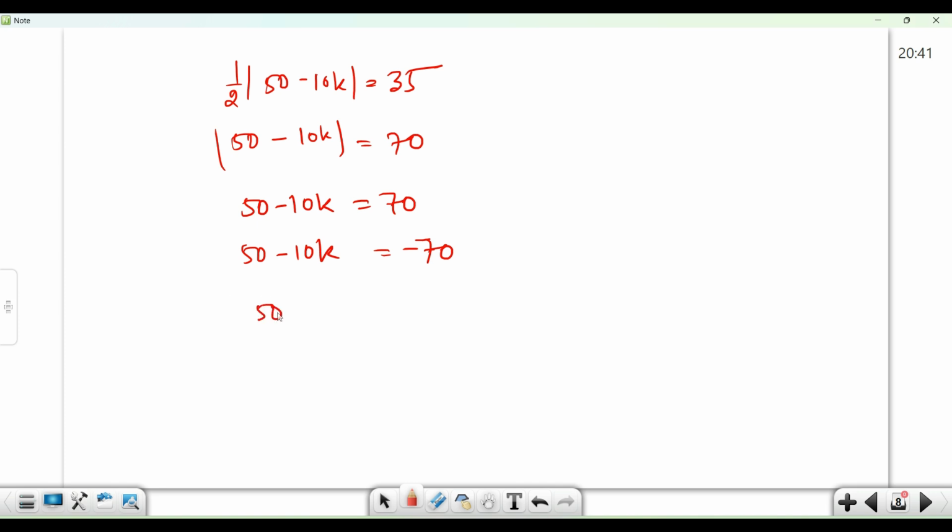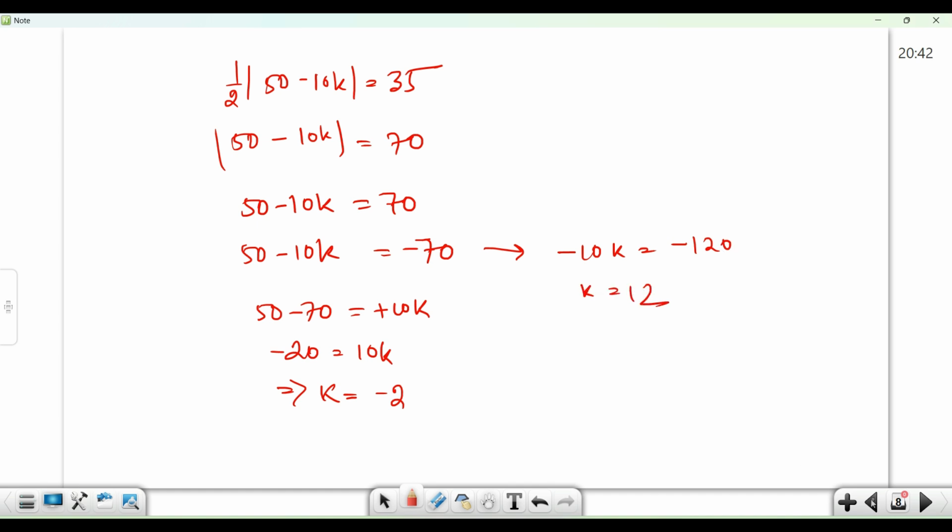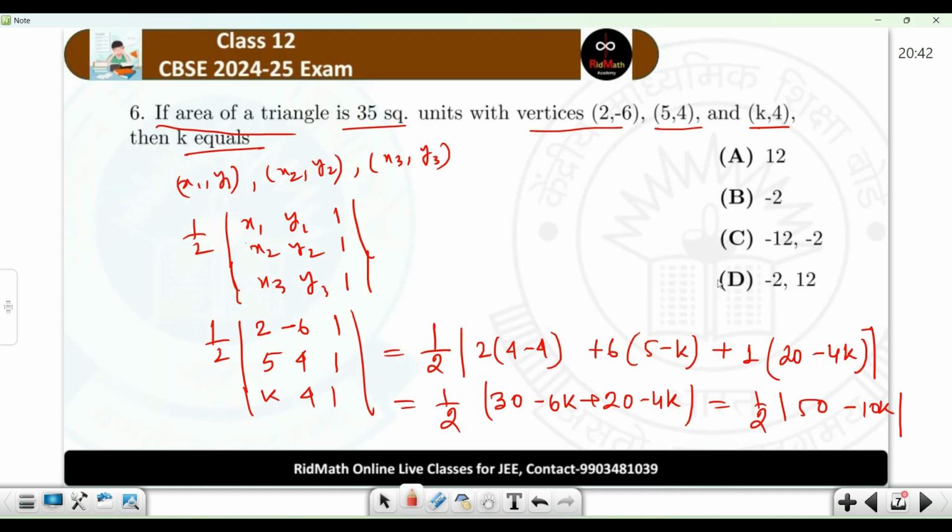So 50 minus 70 equals minus 10k, that is minus 20 equals minus 10k, so k equals 2. And from the other, minus 10k equals minus 120, so k equals 12. That means k equals 12 and 2, so option D is correct. Next problem.